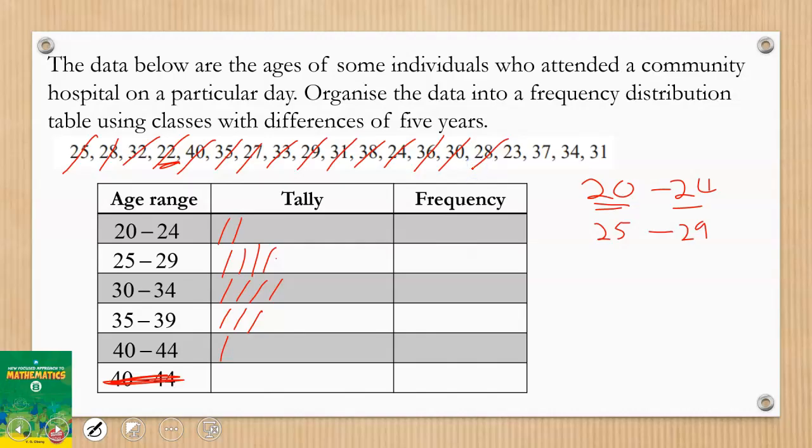That's how you're supposed to do your work, so you will not miss any of them. 23 can be found here. 37 can be found here. 34, cross this one. 31 will still come this way, right? So here we have 3, we have 5, we have 6, we have 4, we have 1. So that becomes the frequency distribution table.